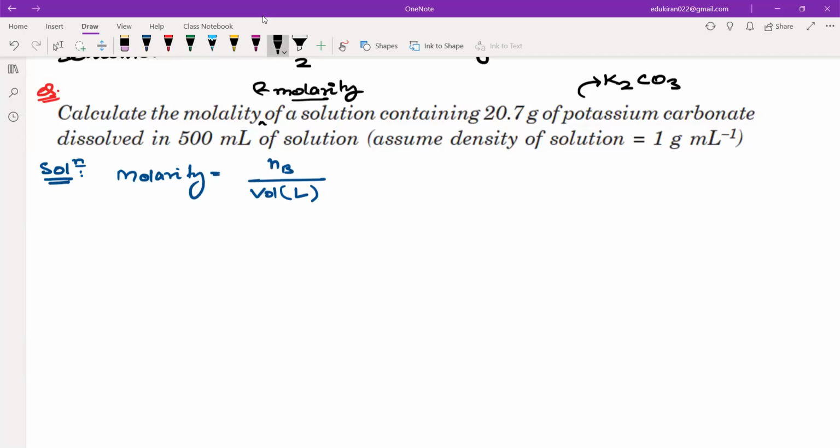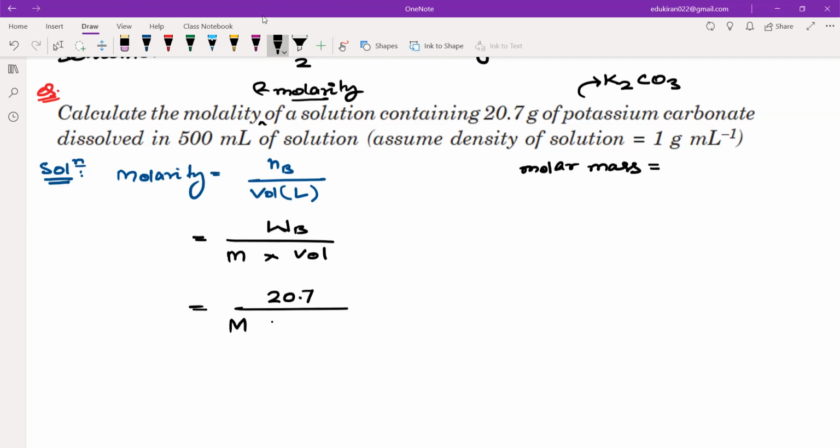So first of all, I want all of you to tell me what is the molar mass of K2CO3. Then we will put up here the given mass of solute divided by the molar mass into the volume. So we have everything. The given mass is 20.7 divided by the molar mass, whatever you tell me, into the volume. Volume is 500 ml, which is equal to 0.5 liters. We just need the molar mass. Please calculate the molar mass and send me in the chat. Quickly, okay?